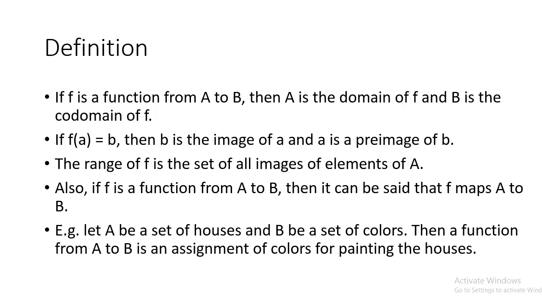Let A be a set of the houses and B be a set of colors. Then there will be a function. What function? A function from A to B is an assignment of the colors for painting the houses. So it is one kind of function to understand.